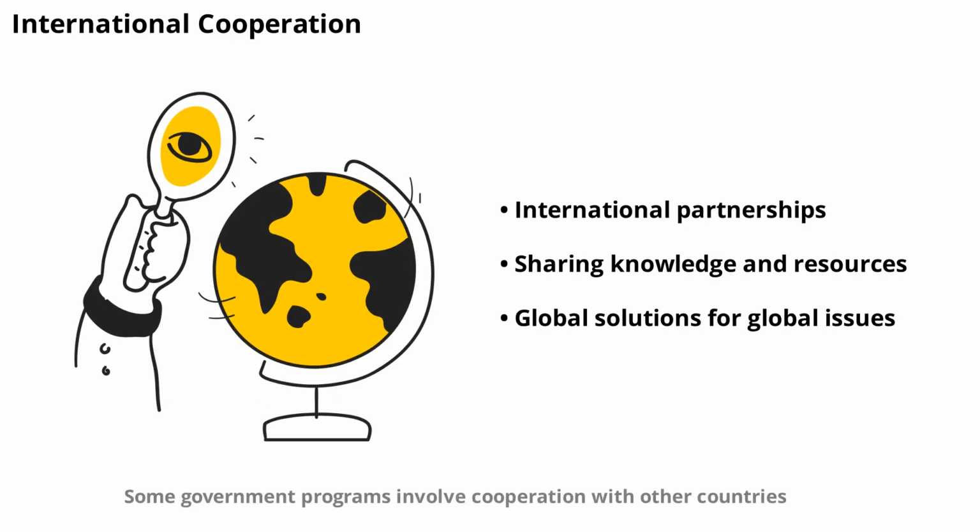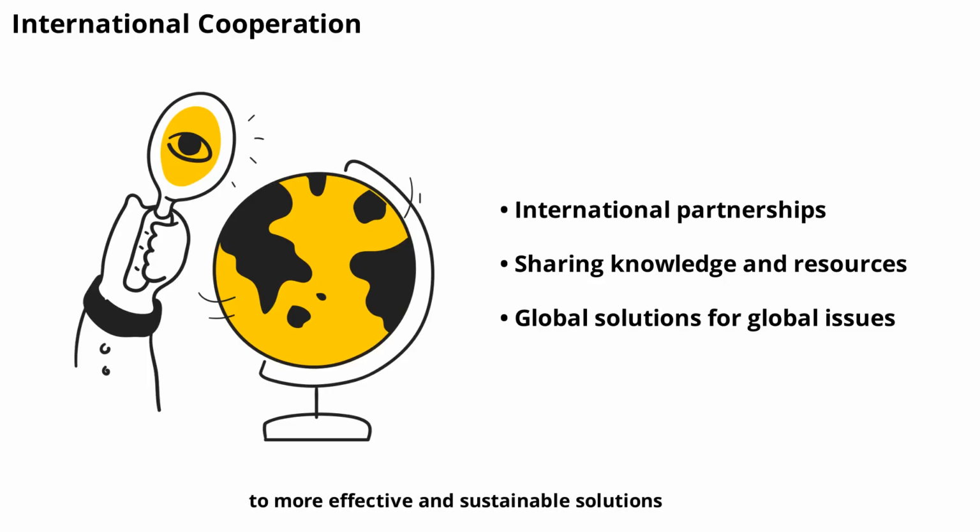Some government programs involve cooperation with other countries. This is especially true for issues like climate change, public health, and security. International cooperation allows governments to share knowledge, resources, and best practices. Working together on global challenges leads to more effective and sustainable solutions.